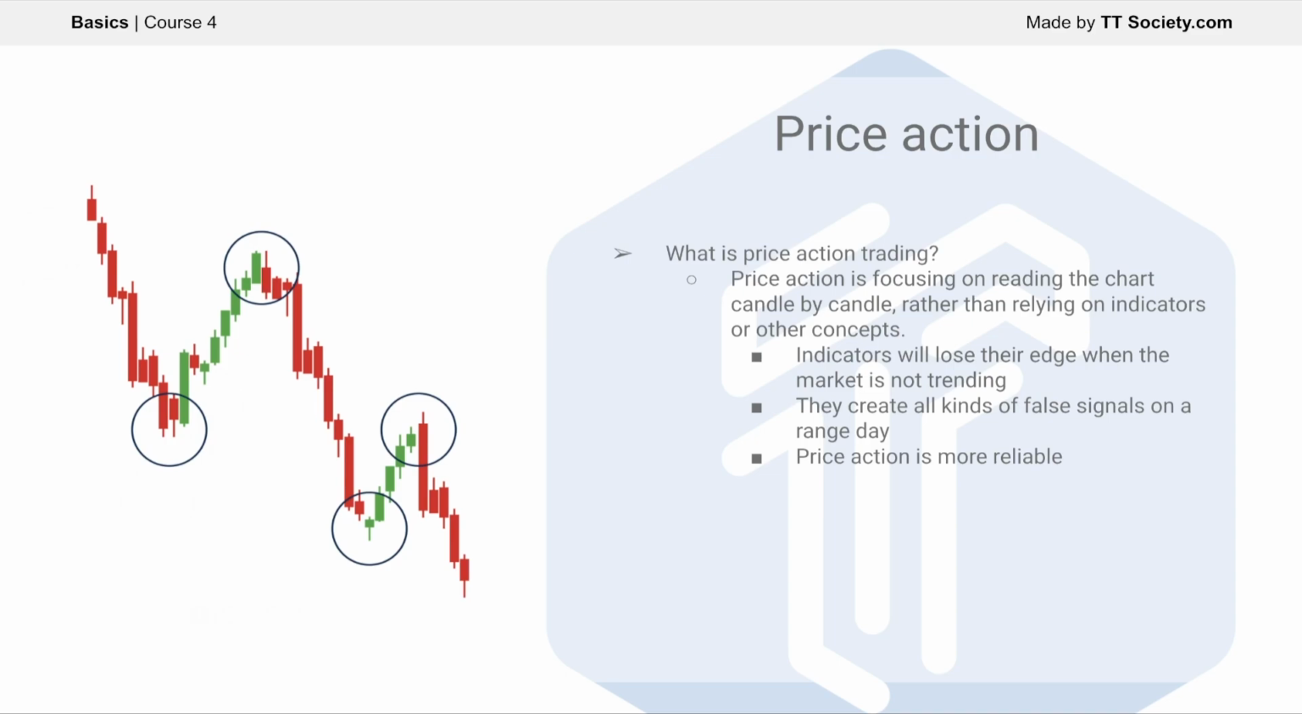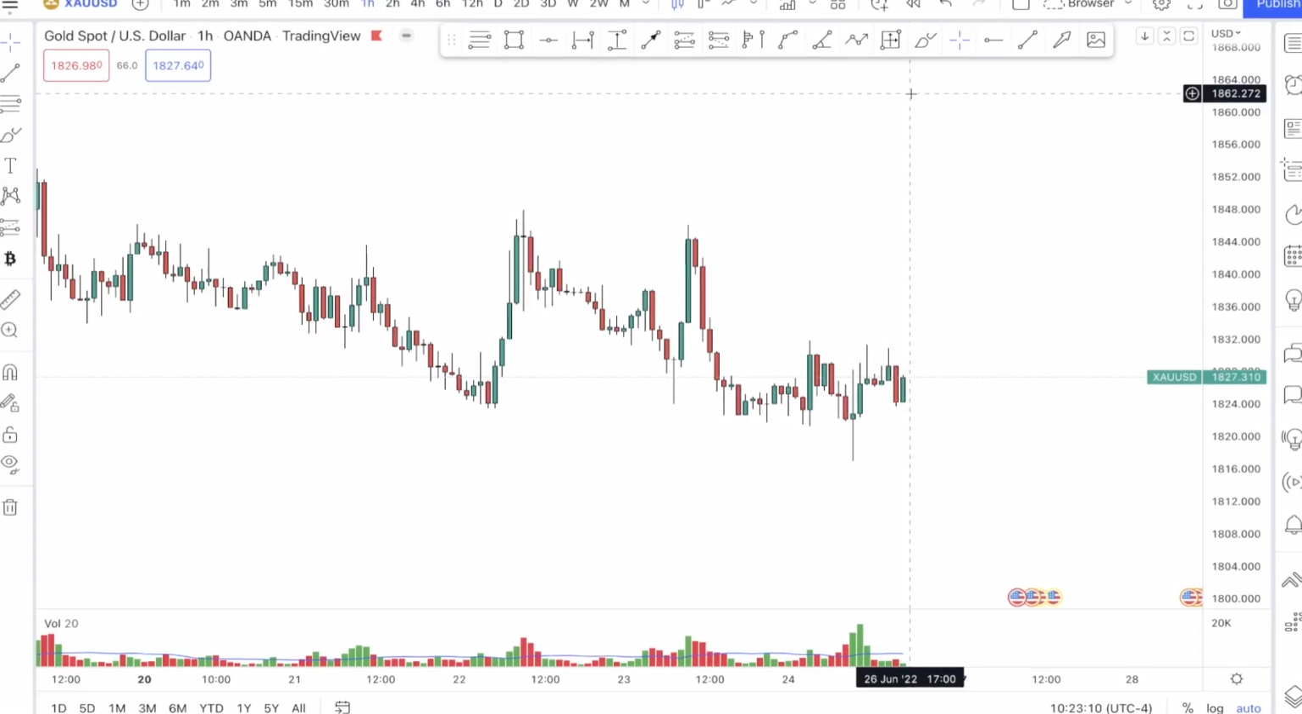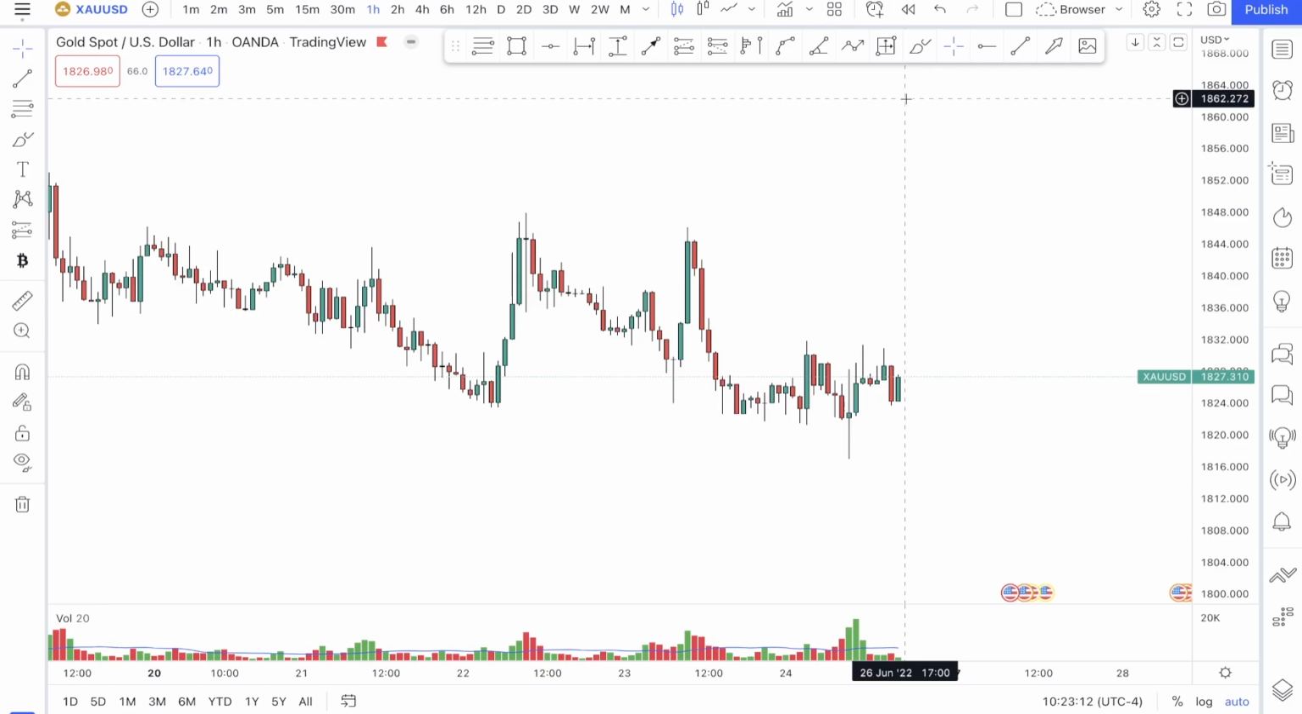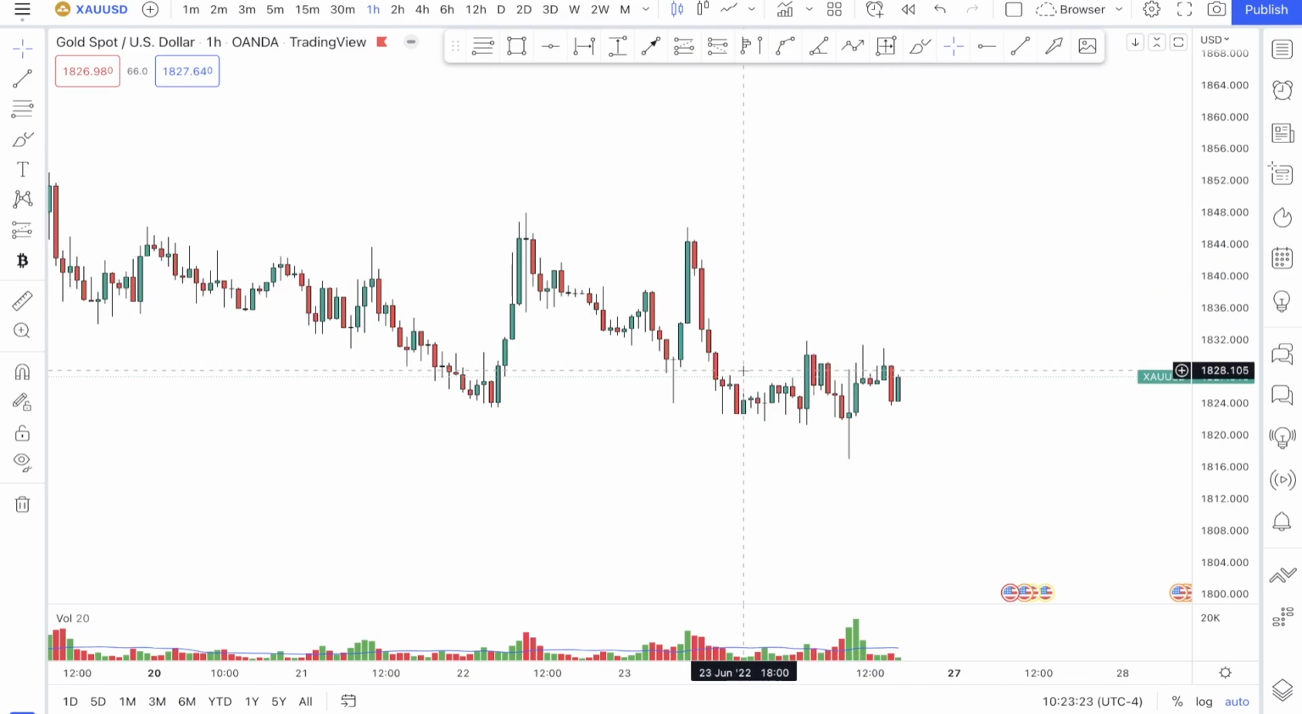How does price action look on a live chart? Let's illustrate inside of TradingView the points that we're focusing on when actually using price action. We're back on the charts, looking at gold spot on a 1 hour chart. Let's look at a couple of things that from a price action perspective are important for us. We can see that the price is currently ranging in this area.